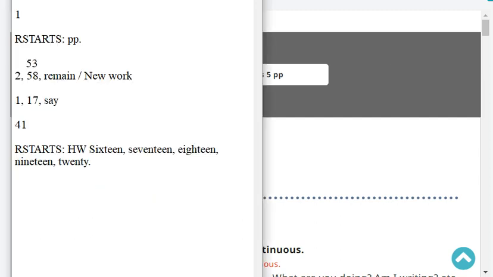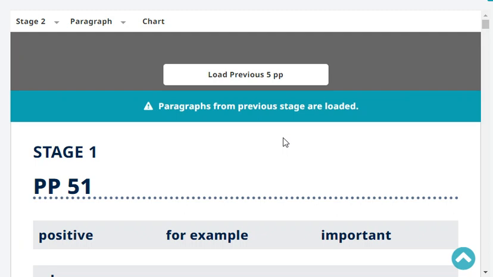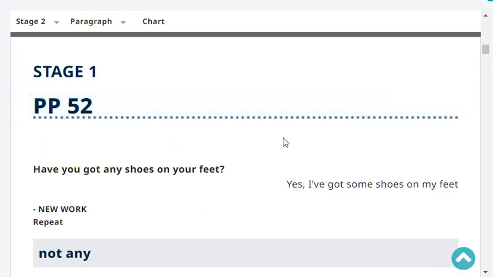Our progress report says we are at stage 2, page 58. The last headword was "remain", a newer type of lesson. Okay, so let's start with our revision. Ready? Okay, here we go.